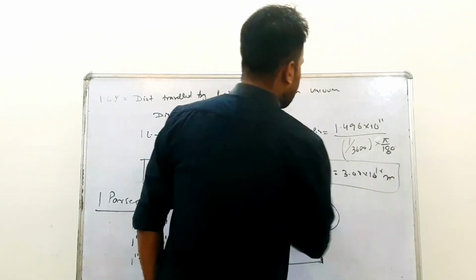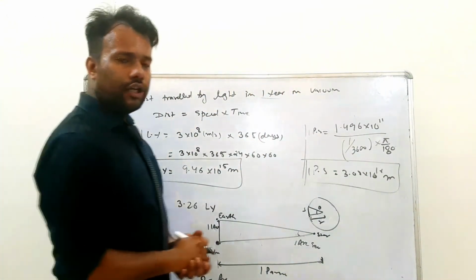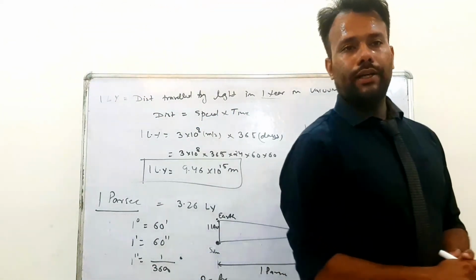So you can see that it is again more than the light year. So these are some bigger units of length, right?